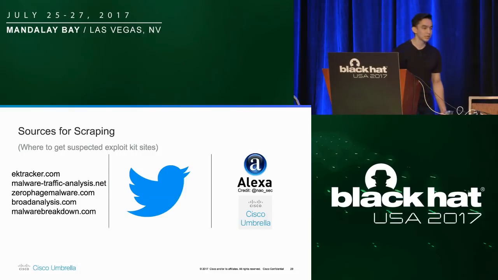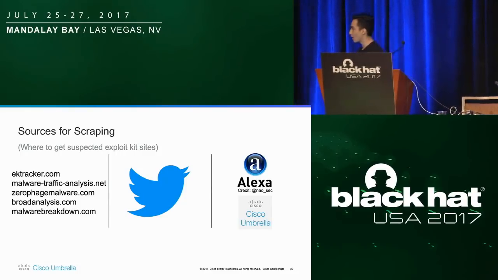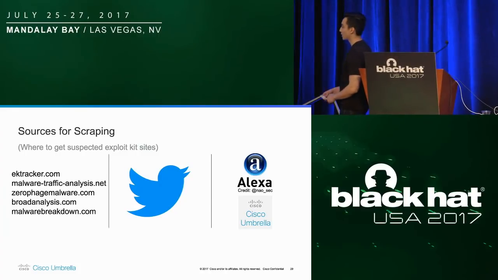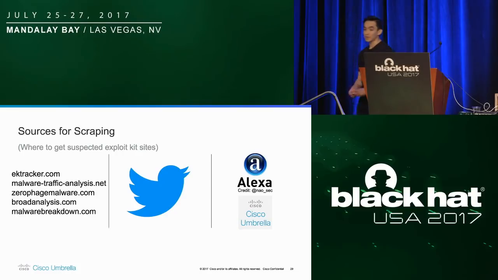And so naturally, the question becomes, well, what do you scrape? Some great resources are on the left-hand side. Those are just researcher blogs and ektracker.com. Twitter's also a great resource for intelligence sharing. For example, if you were to sit on the RIG EK hashtag, there's just a ton of information that you can harvest from there, from other researchers publishing open source intelligence.